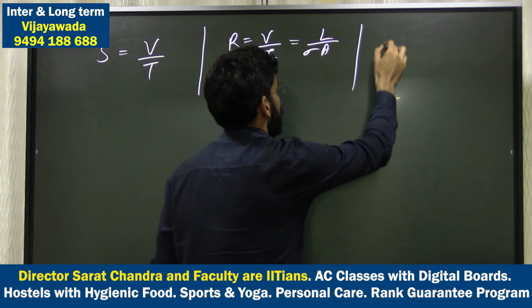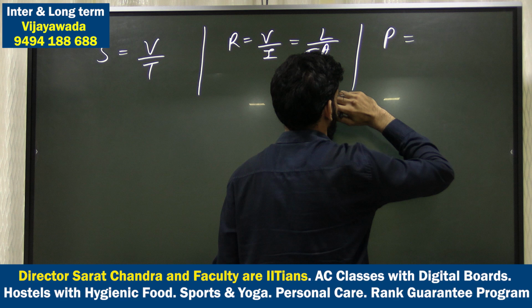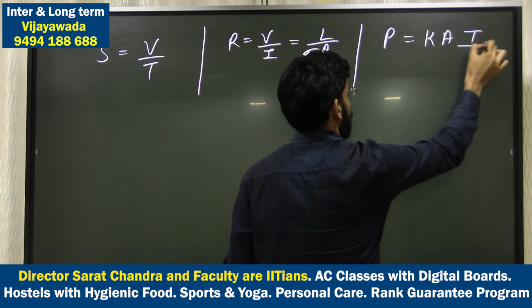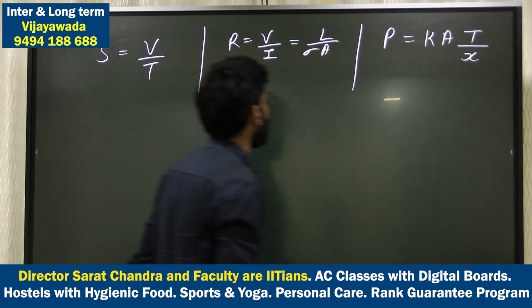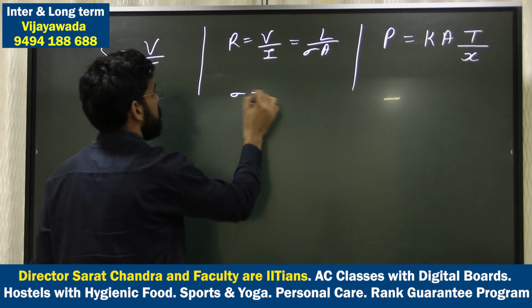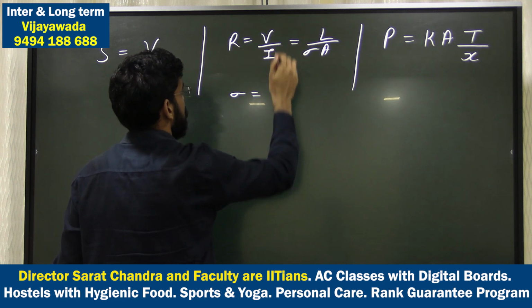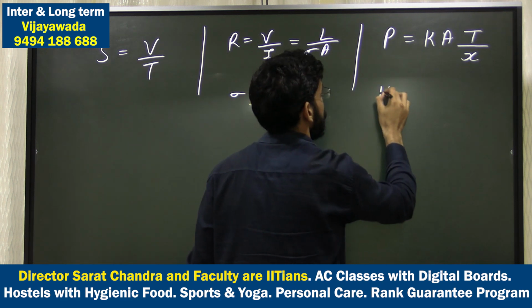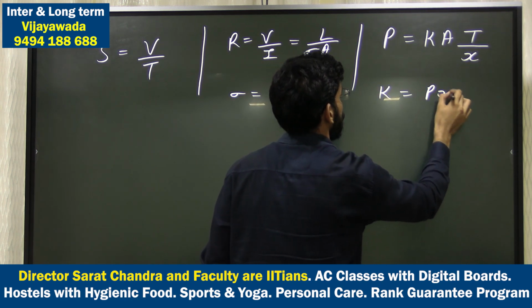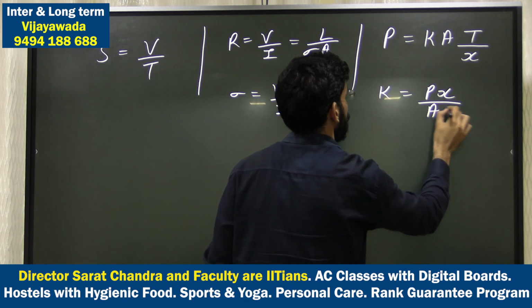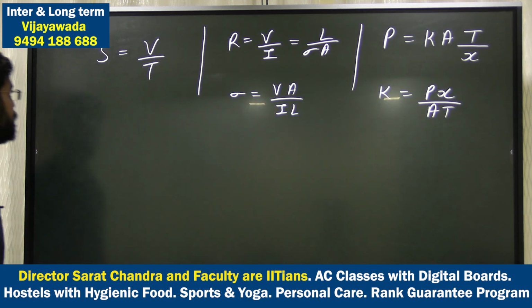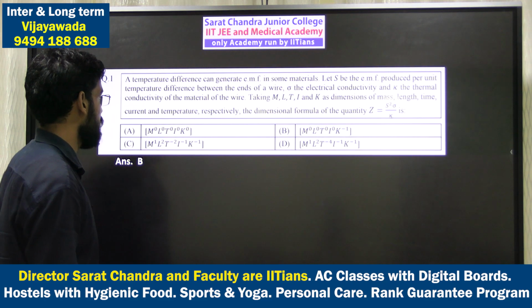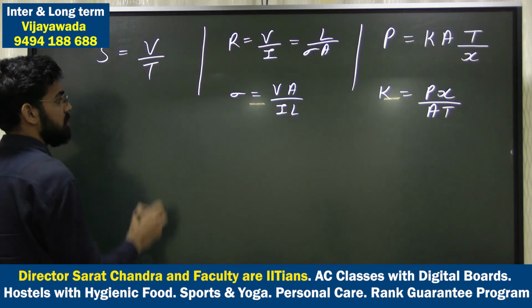For that we will use power. Power is equal to K A delta T by X, where X is the length, right? From here sigma came as V A by I L, multiplying area on this side and length on this side. And from here K came as P X by A T, where T is the temperature. Now he is defining a quantity Z equals S squared sigma by K, and the dimension he is asking.